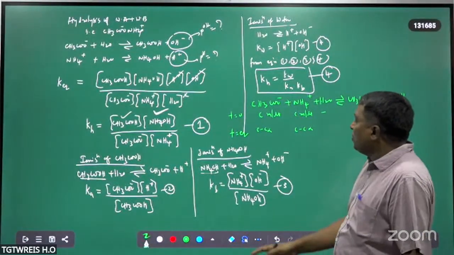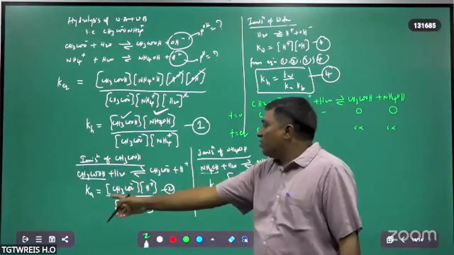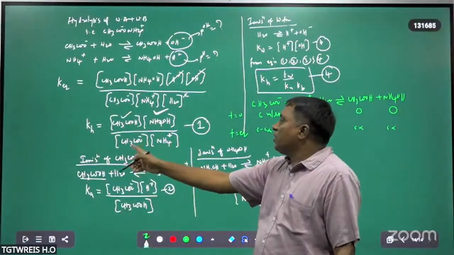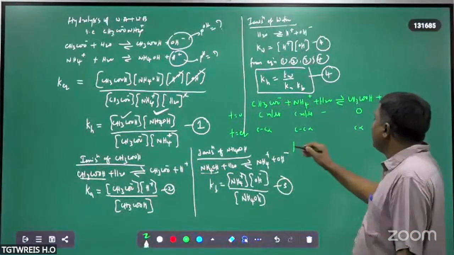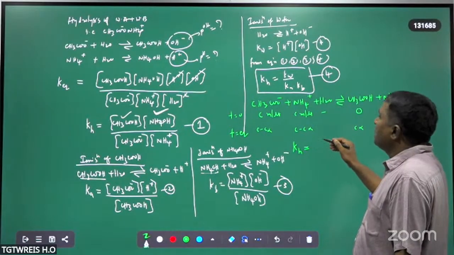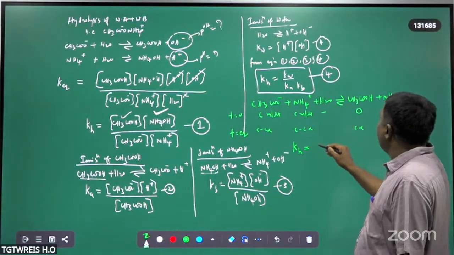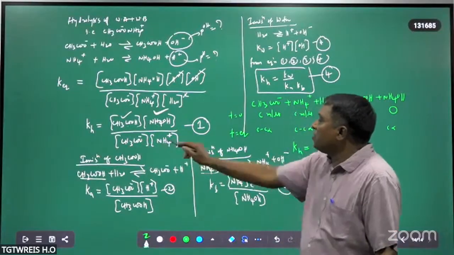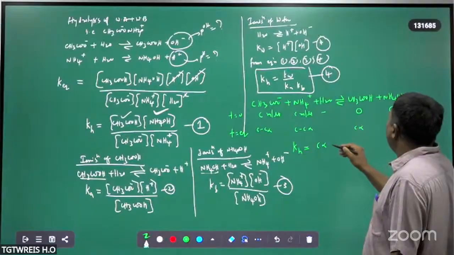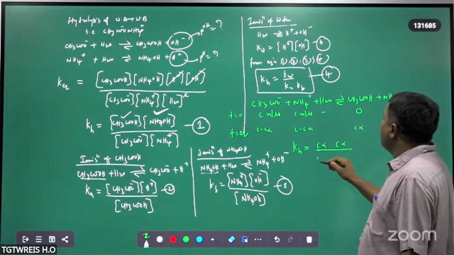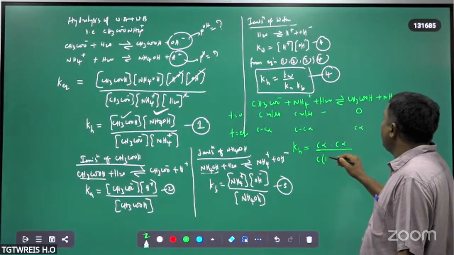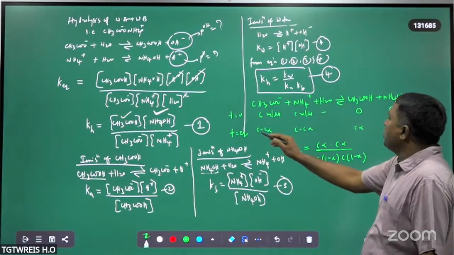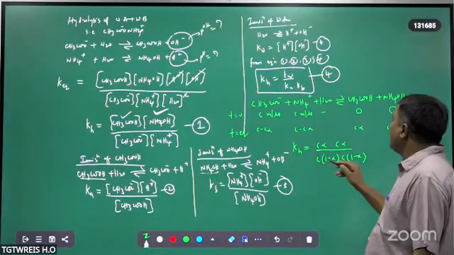So now you substitute these values in this expression. What expression? KH. What is KH now? KH is equal to this one into this one by this one, this one. So the acetic acid concentration is C alpha. This one is C alpha, this one is C alpha, this is C minus C alpha, this also C minus C alpha. So C alpha into C alpha by C into 1 minus alpha into C into 1 minus alpha, because C minus C alpha we can write as C into 1 minus alpha.